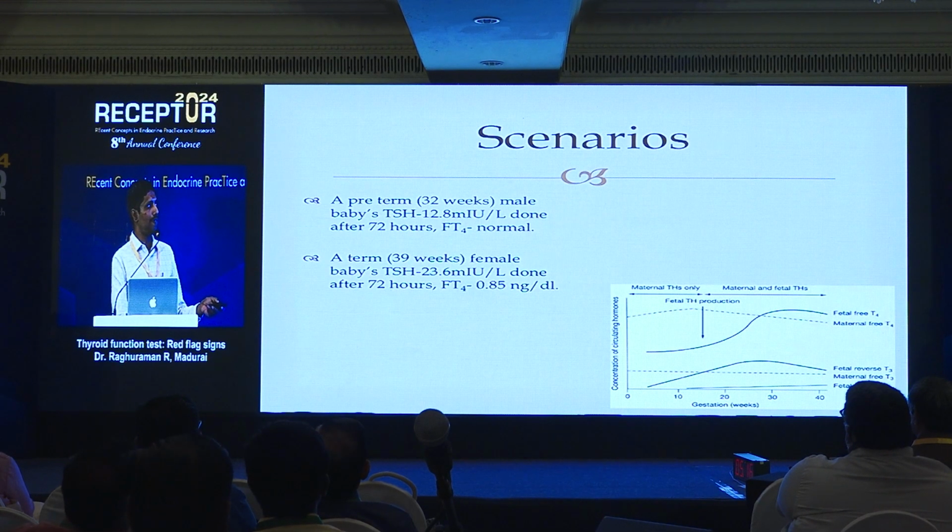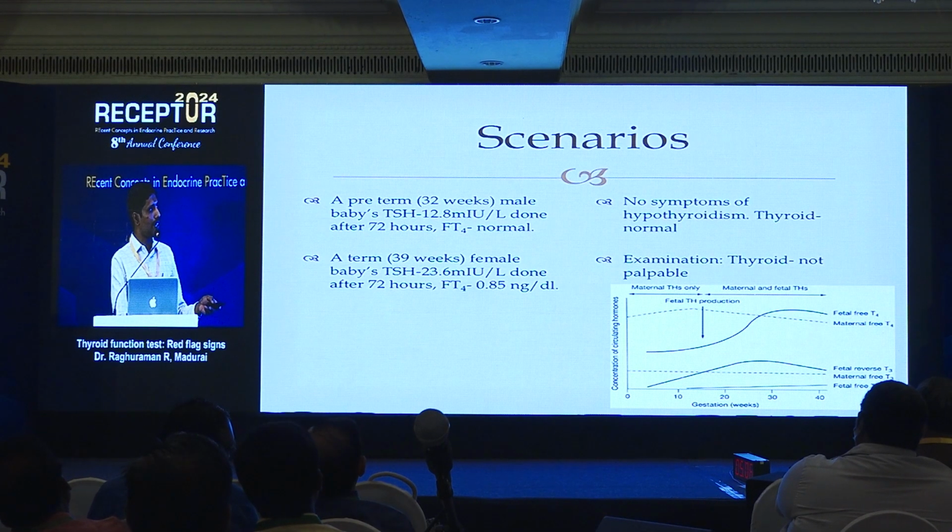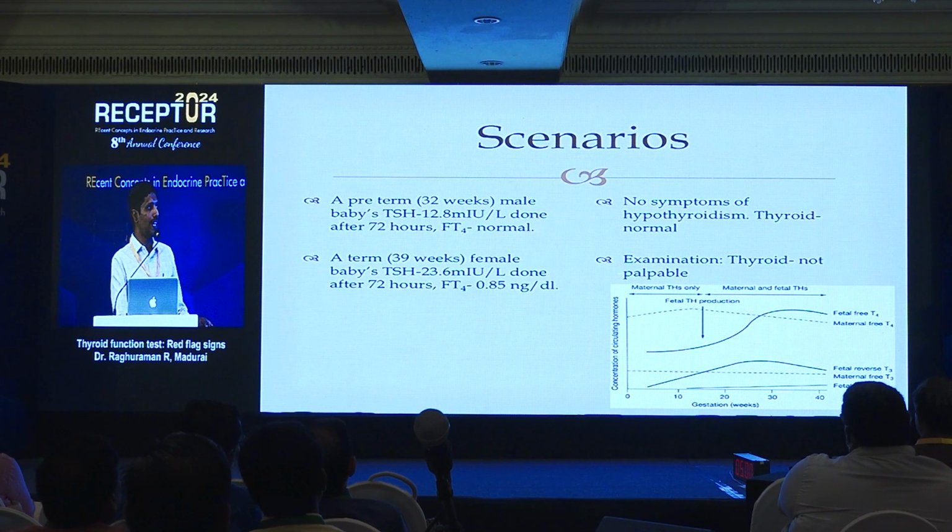How to go ahead, because the first patient might not need treatment right now, but needs close follow-up. The second patient requires some treatment. Why? How to proceed? We have to ask for symptoms of hypothyroidism, and thyroid examination was normal in the first one. Whereas in the second case, the thyroid was not palpable, and USG confirmed that there was thyroid agenesis. So the second patient required treatment. The first patient might require treatment later on, but should be followed up closely.